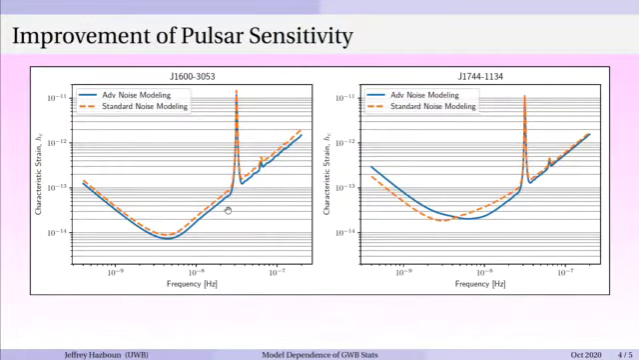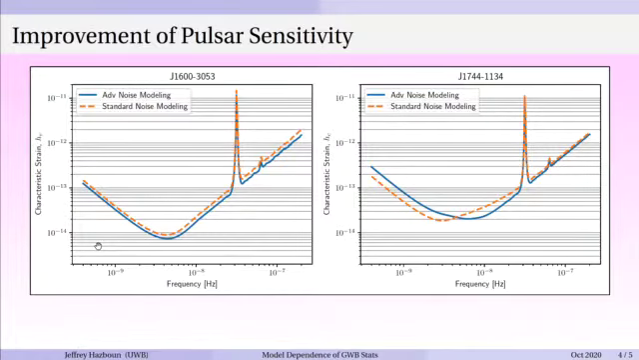And so the dashed orange lines are the standard noise modeling. The blue is the advanced noise modeling. So you see that overall 1600 is better. The sensitivity curve is moved just a little bit further down. It's more sensitive. And this is really great. This is important for both gravitational wave background detections and detections at higher frequencies that we might want for single sources. 1744 is a little bit more complicated.